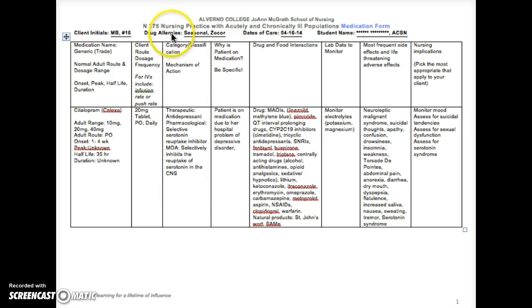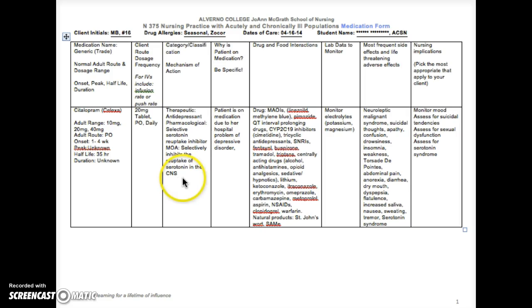The next column here is where you need to say what the category classification is. So the therapeutic category is an antidepressant, the pharmacological category is an SSRI, she spelled it all out, which is fine, and then you have to tell what the mechanism of action is. So right here, you can see that it selectively inhibits the reuptake of serotonin in the central nervous system.